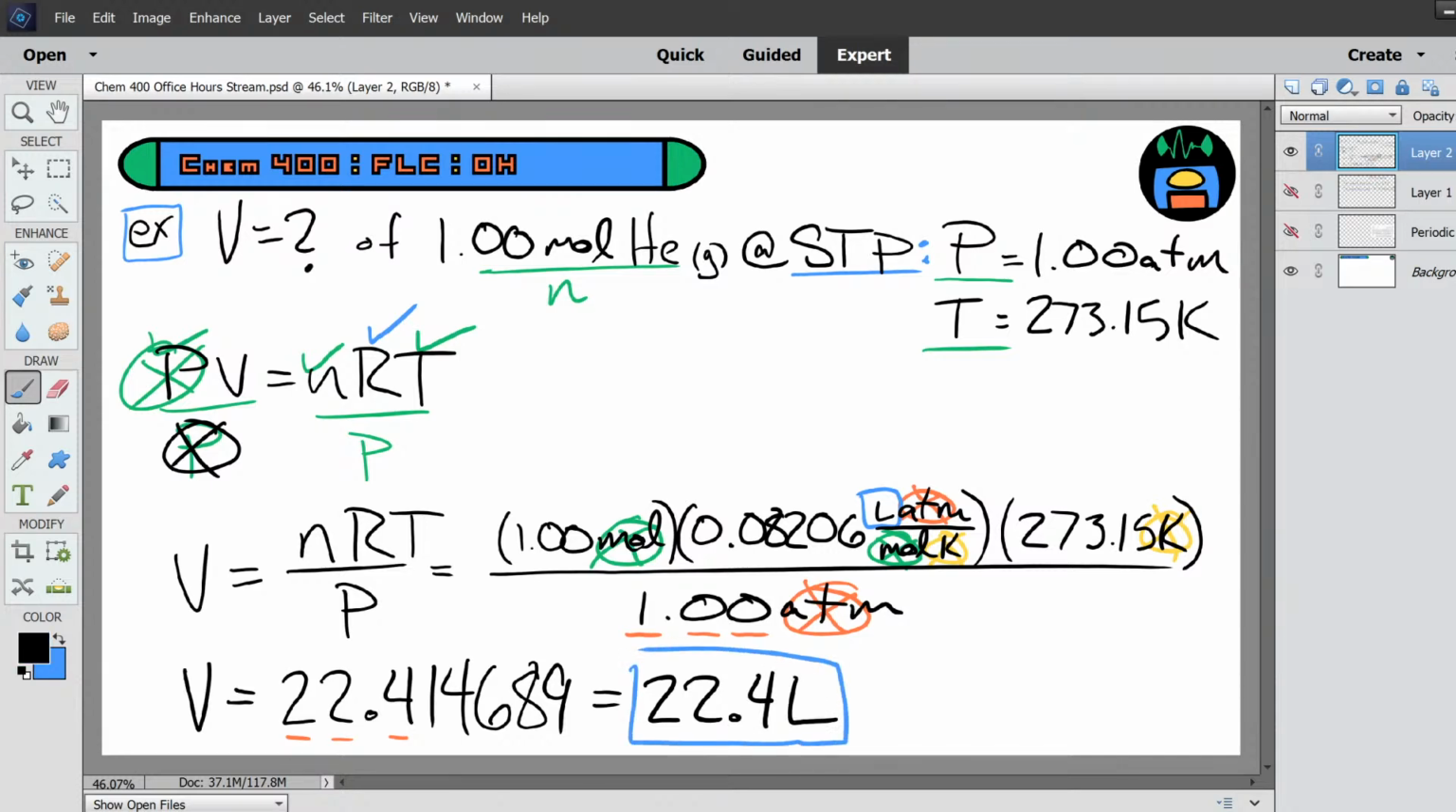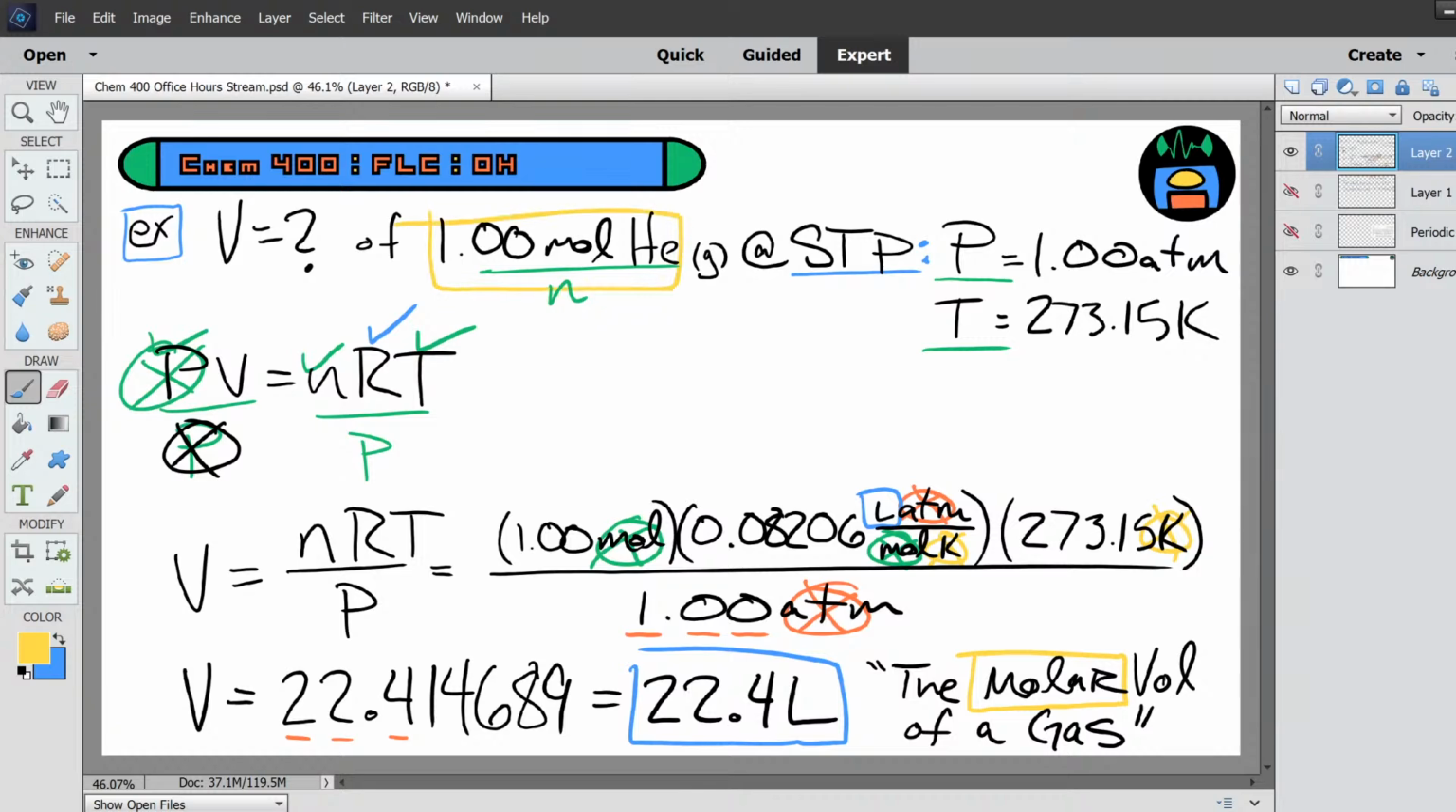This quantity is kind of special. This is called the molar volume of a gas. And the reason it's called the molar volume of a gas is because it is the volume that 1 mole of an ideal gas will occupy. So you'll see that kind of thrown around, 22.4. If you do the homework, you'll notice it comes up every once in a while.